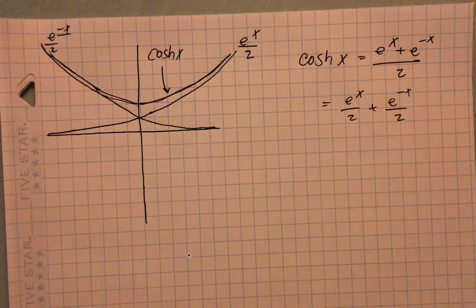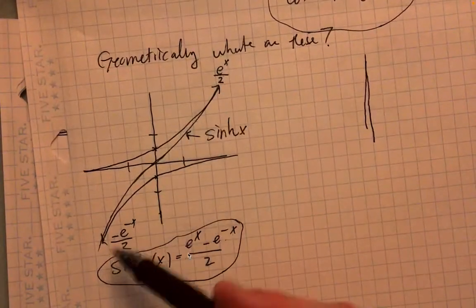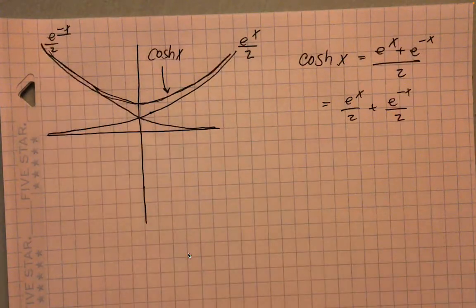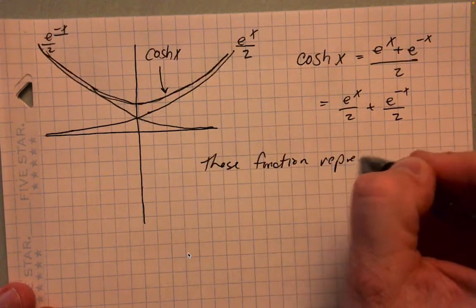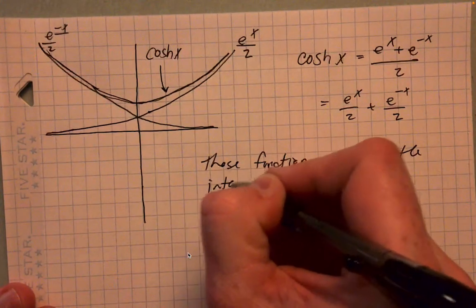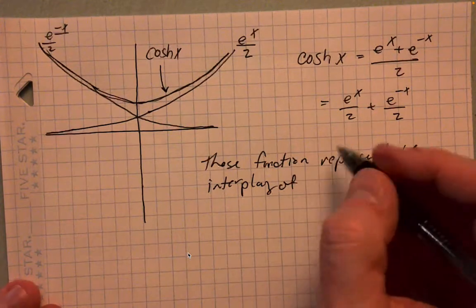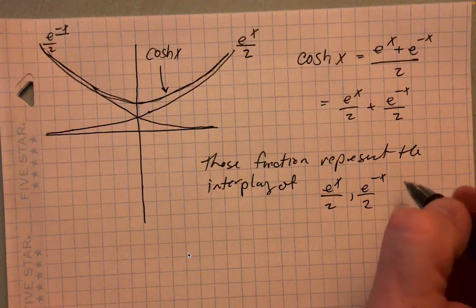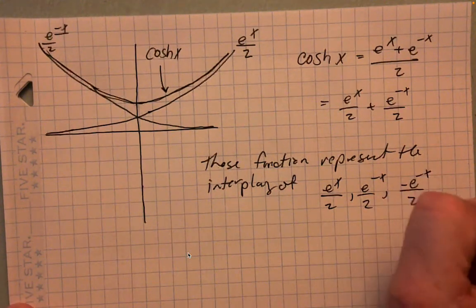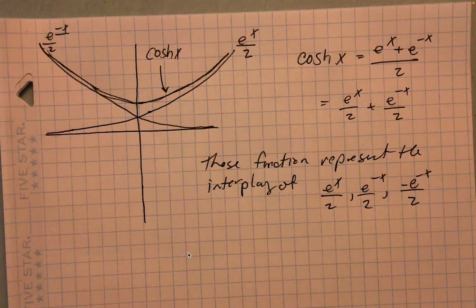Okay, so just like the hyperbolic sine sort of hugs these two curves, the hyperbolic cosine kind of hugs those two curves. Okay, so these functions sort of represent the interplay of basically three functions: e to the x over 2, e to the negative x over 2, and negative e to the negative x over 2. Right, so the various sums and differences you can acquire between these, that's what the hyperbolic functions are all about.